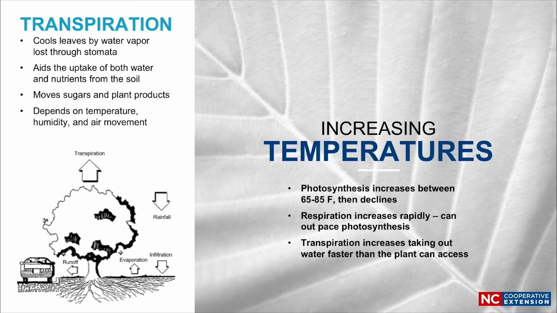Finally, transpiration. Transpiration is an interesting physiological process in that it helps cool the plant. The plant is cooled when water vapor is lost through the stomata in the leaves. The stomata are little openings in the leaves, and they act as a vacuum, if you will, sucking water and nutrients out of the soil and aiding in the uptake of those through the process of transpiration, creating this vacuum effect. Also, transpiration helps move sugars and other plant products throughout the vascular system of the plant.